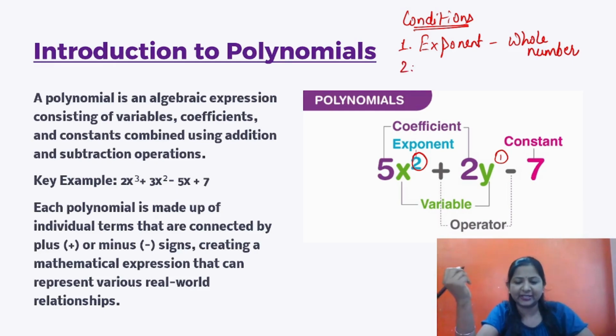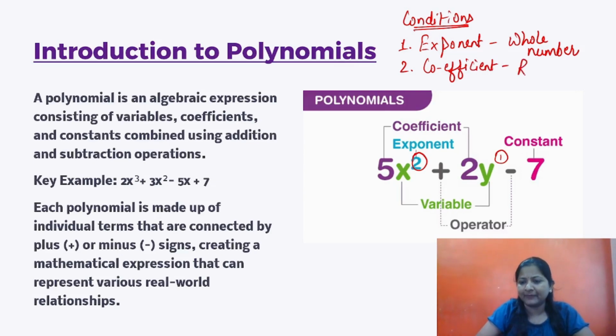Now, what about the second condition? The second condition is about the coefficient. You can see 5 and 2 over here, these are the coefficients. The coefficient can be any real number. We can take any natural number, whole number, integer, or rational number, all of which come under real numbers. You have already read about this in the first chapter, real numbers. So the coefficient should be a real number. Let me write it down over here: coefficient should be a real number. I hope no issue regarding this.